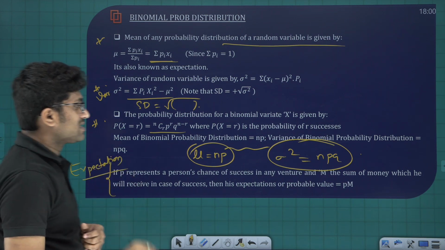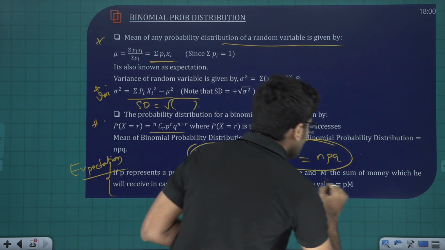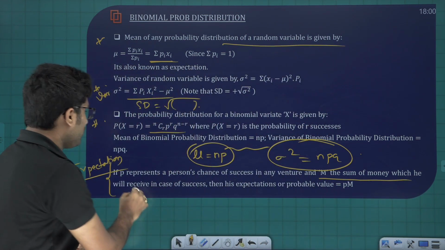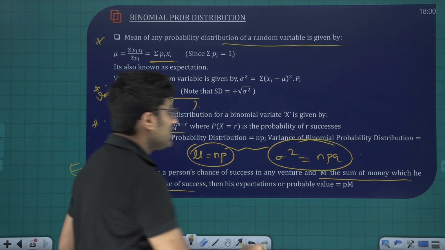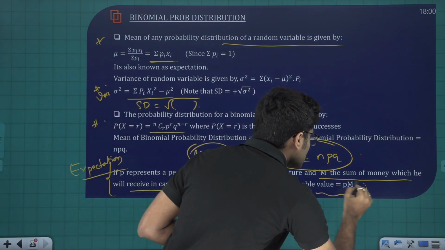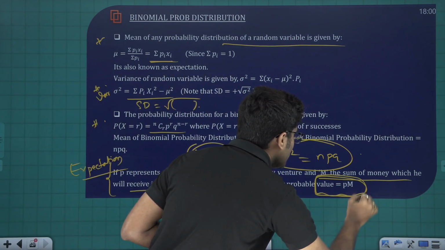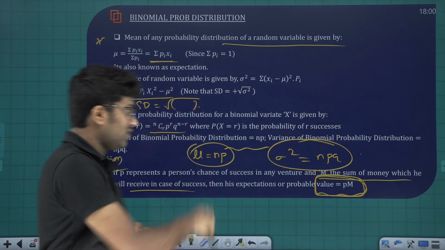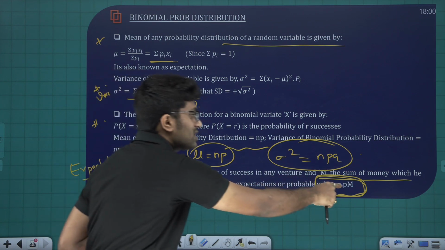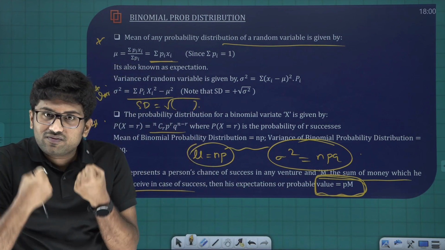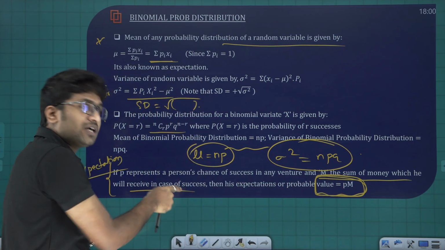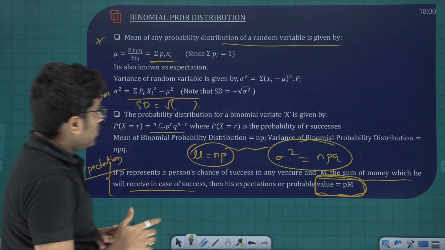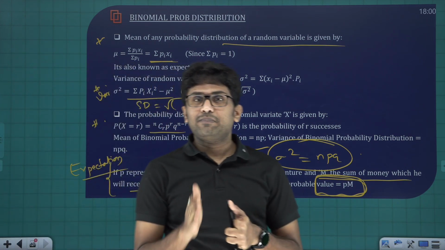If P represents a person's chance of any success in a venture and M is the sum of the money which he will receive in case of success, then his expectation is denoted as P into M. Whenever you find terminology regarding expectation, we use this formula. Here P denotes success and M is the sum of the amount that he gets if he receives that particular success. It is PM. So with that, we are done with complete probability.